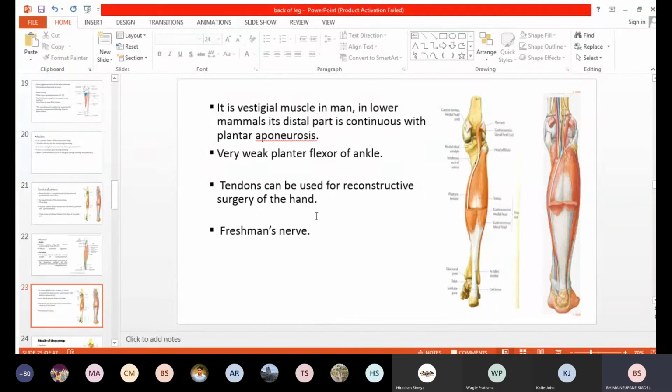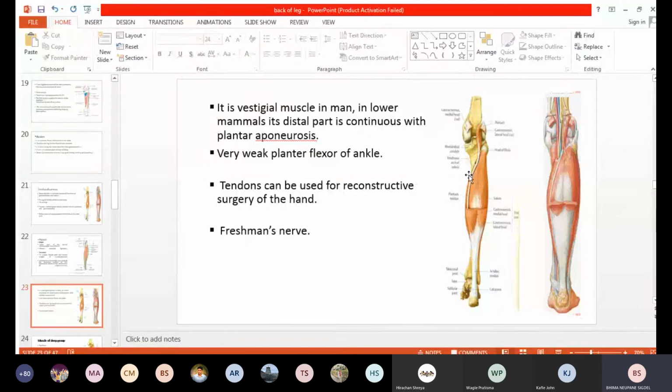So this tendon can be used for the reconstructive surgery of the hand. So if we remove this muscle or tendon, we will not lose any particular function. So we can use it for reconstructive surgery of the hand. As this plantaris has a long tendon, you can see, and very thin actually. Sometimes it is very difficult to identify also.